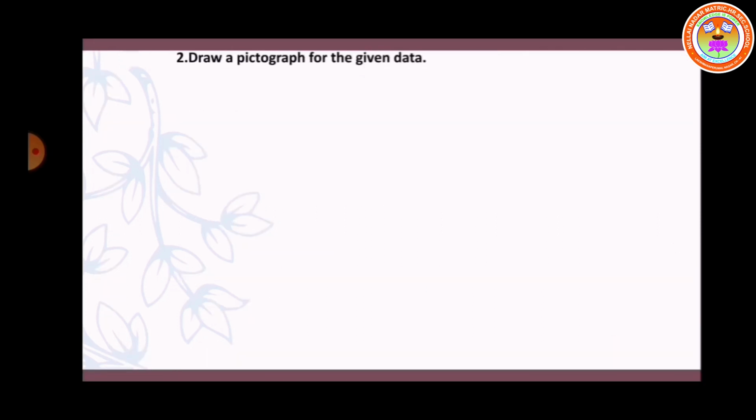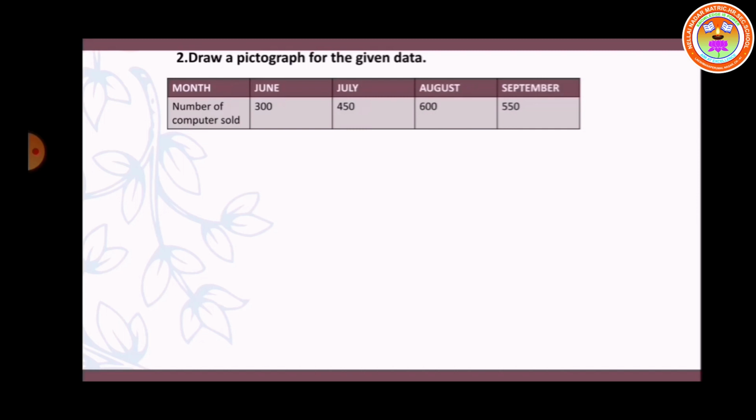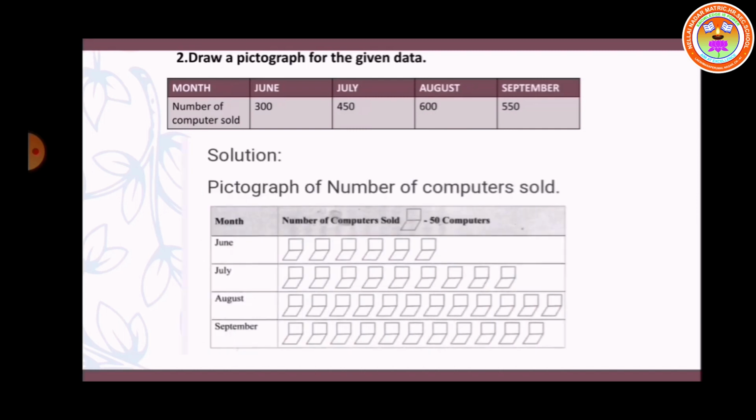Second question, draw a pictograph for the given data. Here some data is given. Month, number of computers sold. In June, 300 computers sold. July, 450 computers sold. August, 600 computers sold. September, 550 computers sold.